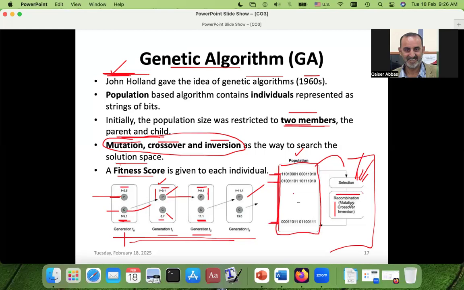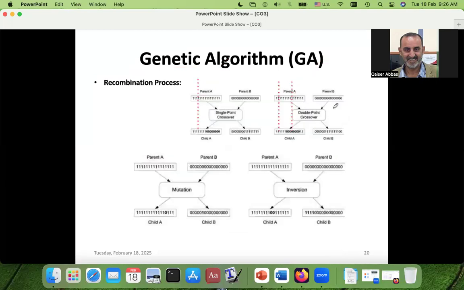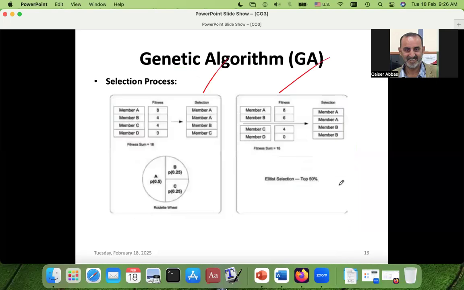And what is the recombination process? These three: mutation, crossover, and inversion. We will also see what is mutation, what is crossover, what is inversion. Just show some little patience, and then we will reach there. What is mutation? This is the picture diagram for mutation, for the understanding of mutation, crossover, and inversion.